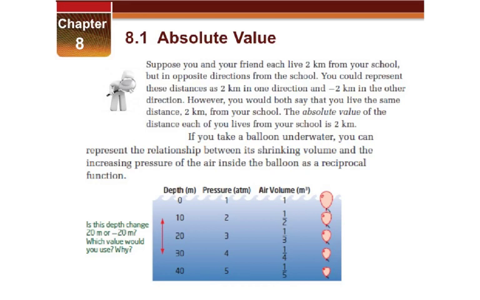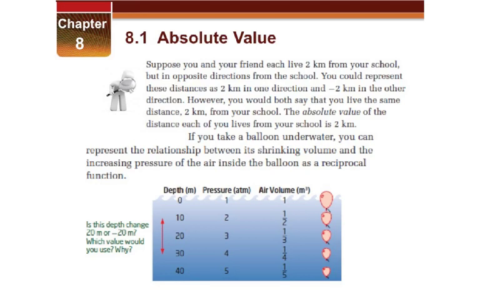But in conversation, you wouldn't say positive or negative, you would just say that you live 2 kilometers from the school. So in this case, we talk about absolute value in the situation of how you would say it in real life. The absolute value of your distance is 2 kilometers.